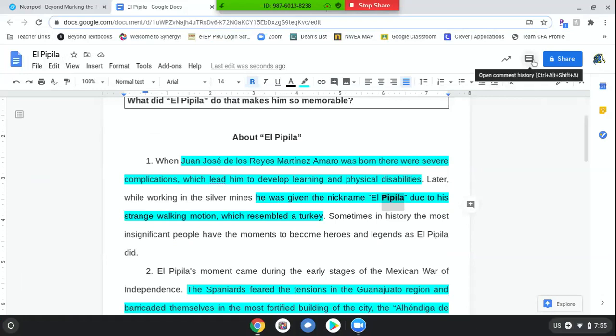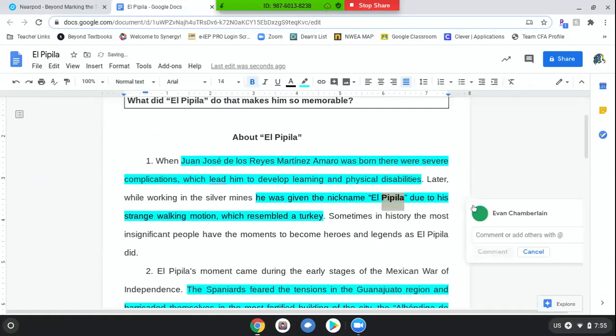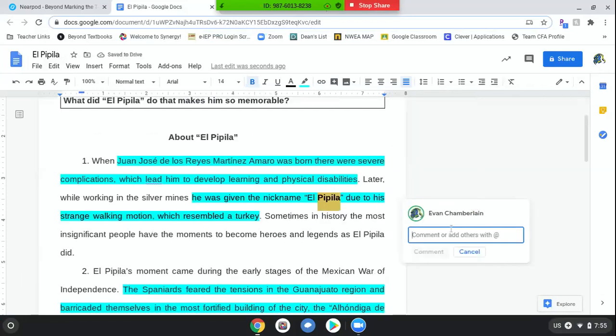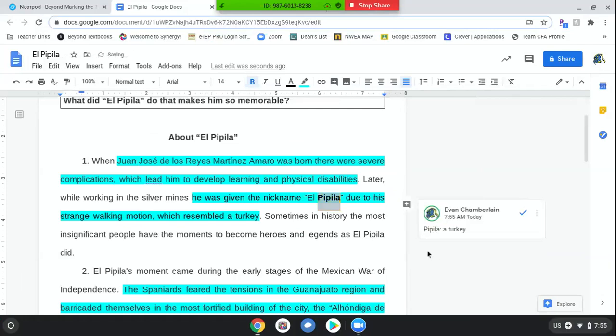Like it should be around there, and it'll just be the same symbol, a speech bubble with a plus sign. And here I'm going to define what Pipila means. It means a turkey. I also could have figured that out due to the context clues because it says he was given the nickname because of his strange walking motion which resembled a turkey.